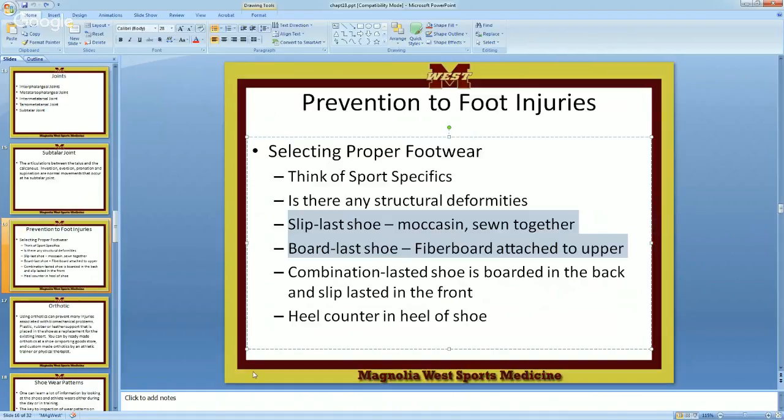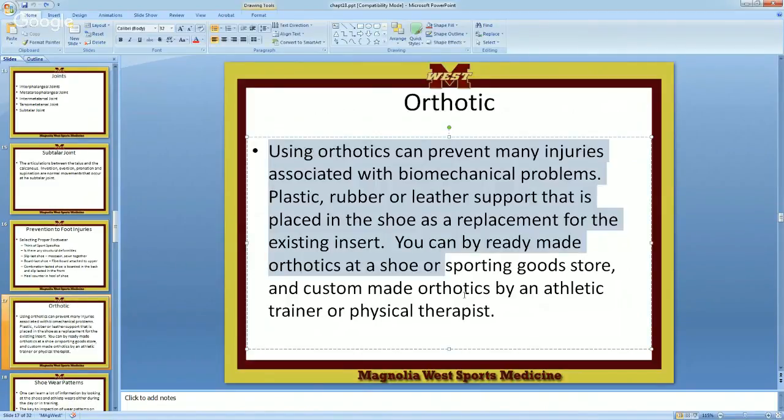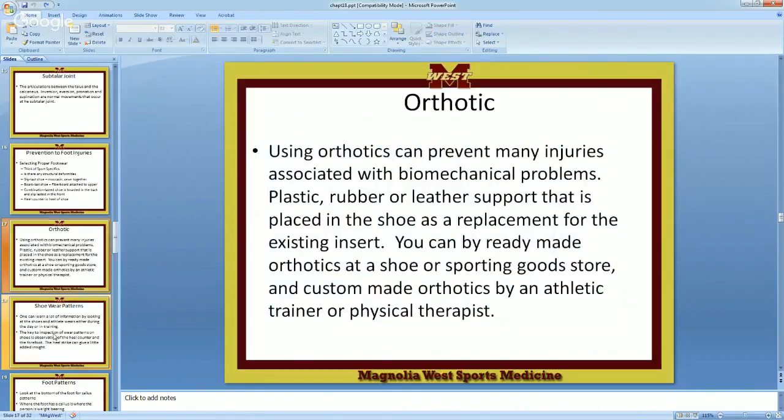Number 17 is orthotic. We talked about orthotics. And remember, it is made from rubber, plastic, sometimes even leather to support your foot. And it's placed inside your shoe, made by a podiatrist or a physical therapist.